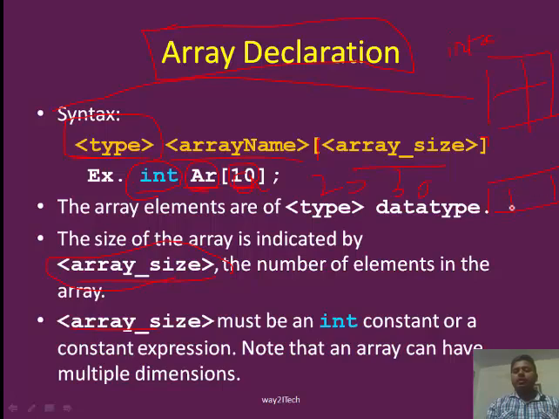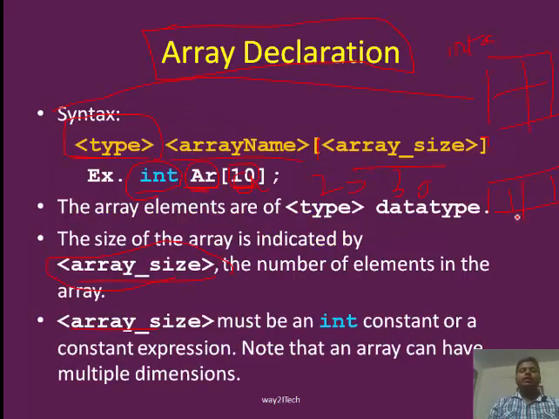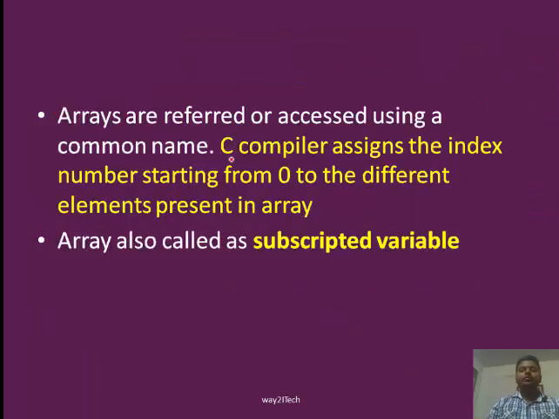Like there are different elements in an array. Arrays are referred to and accessed using a common name. In this, the common name is AR. We will access each element by the common name AR. C compilers assign the index number starting from 0 to different elements present inside an array. I have discussed this already.